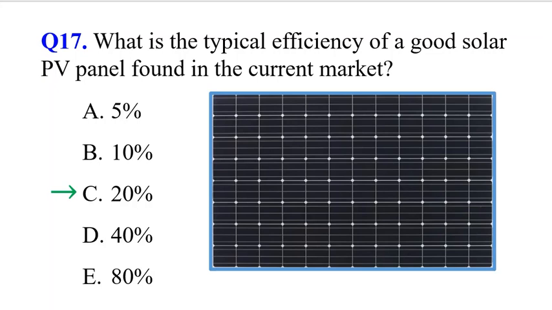What is the typical efficiency of a good solar PV panel? You have to be very careful here. You will find in the current market even 10% efficient panels or even 5%, but a good solar PV panel would be around 20%. It can be 18%, 22%, but definitely not 40% panels you will find in the market, or definitely not 80% at all. So your answer will be C. You have to select the best one.